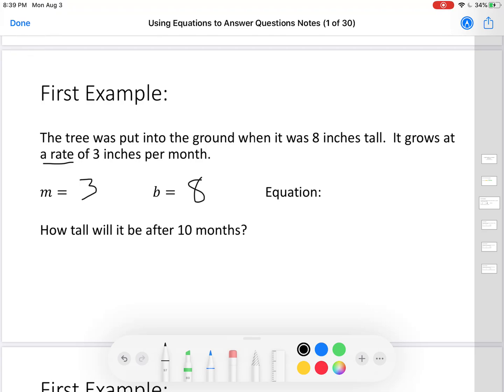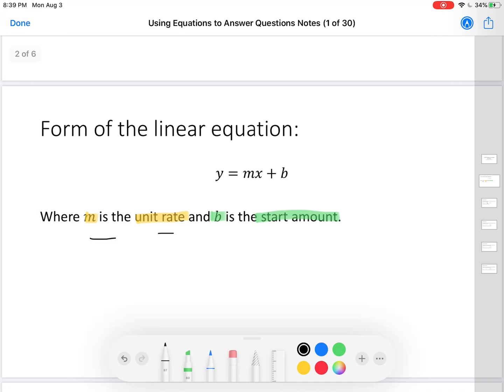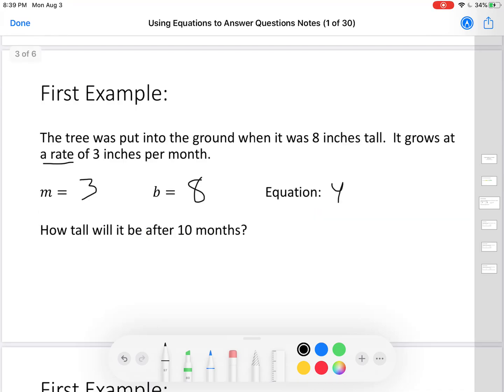Now before we continue, let's consider whether either of these should be negative. Well, it's growing at a rate of 3 inches. It's not getting smaller, it's growing. So therefore, m, the 3, should be positive 3. It was put into the ground when it was 8 inches tall. It wasn't below ground level, it was 8 inches tall. So that means that b, the 8, must be positive also. Remember, the form of the equation is y equals mx plus b. So this equation will be y equals 3x plus 8, because that's m and that's b.